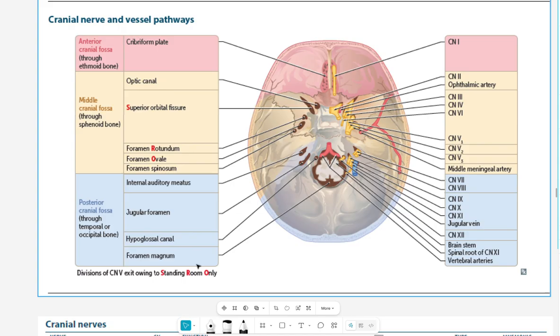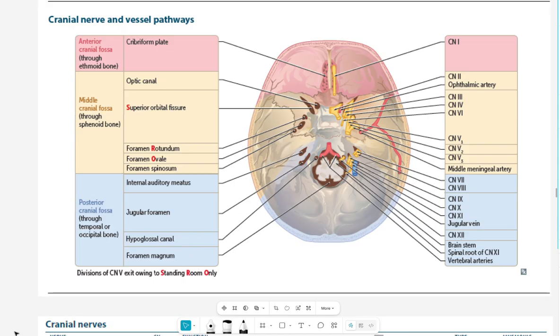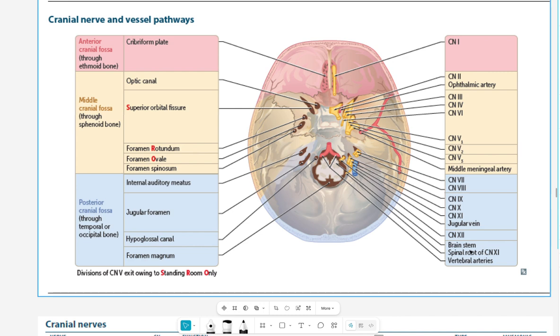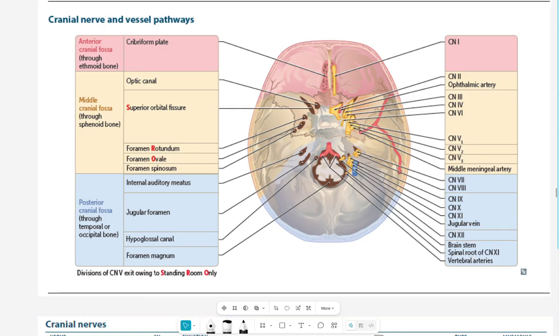Then we have the hypoglossal canal. By its name, you know that the hypoglossal nerve is exiting from it. Very easy to remember. And then we have the foramen magnum, where the entire brainstem is exiting from. The spinal root of cranial nerve 11 ascends up through the foramen magnum, along with the vertebral arteries. The vertebral arteries come off from the subclavian arteries, and then the two vertebral arteries join around the brainstem to form the basilar artery. These vertebral arteries give you the posterior inferior cerebellar artery and the anterior inferior cerebellar artery, and then they form the basilar artery and become the posterior cerebral artery.